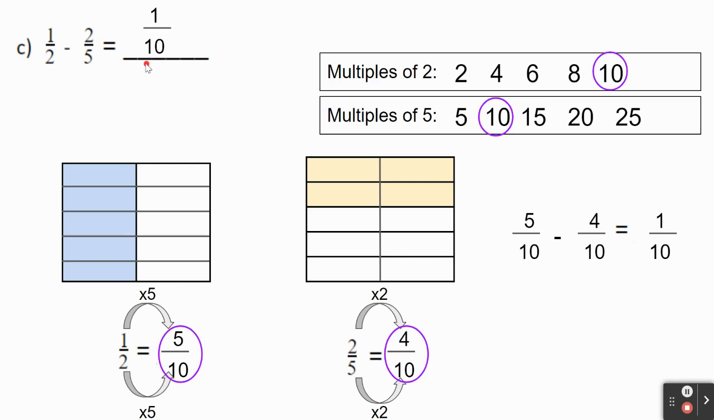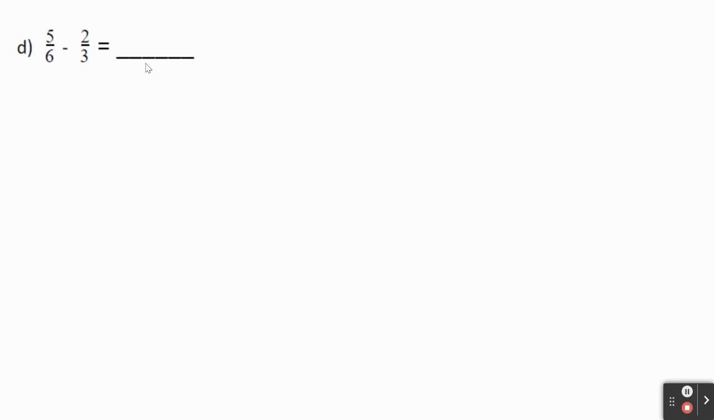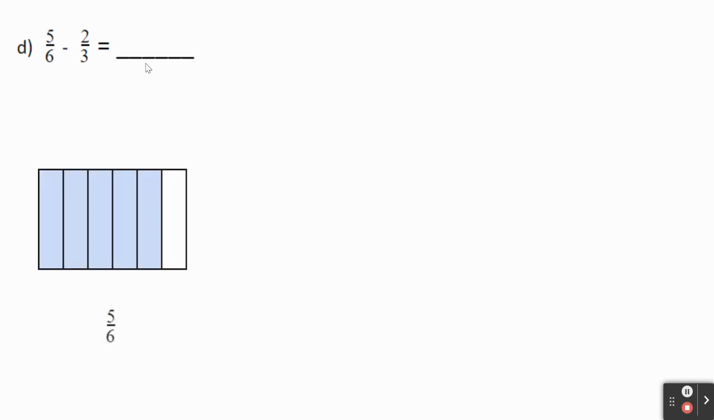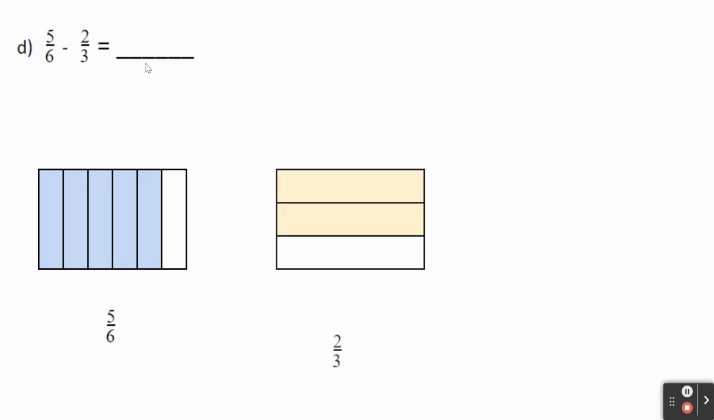Let's try one more problem. Here we have 5/6 minus 2/3. First, we'll represent 5/6 with a visual model where we'll have 6 parts and shade 5 of them. We'll also represent 2/3 with a visual model by having 3 parts and shading 2 of them. The sizes of each part are clearly not the same, so we need to create common denominators to rewrite both of these fractions as equivalent fractions.